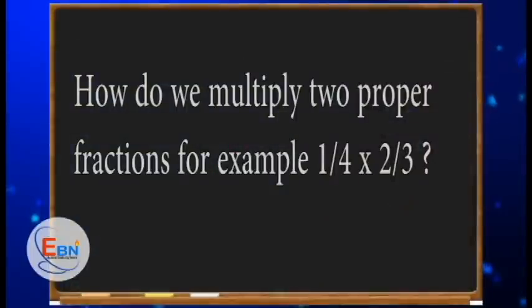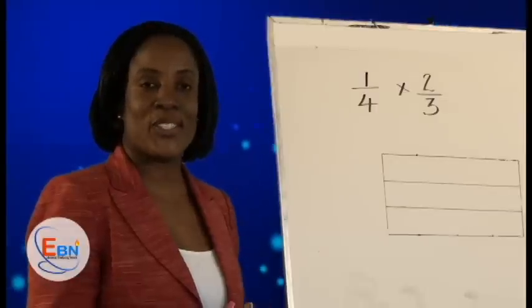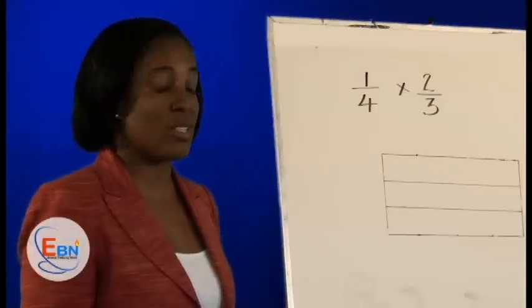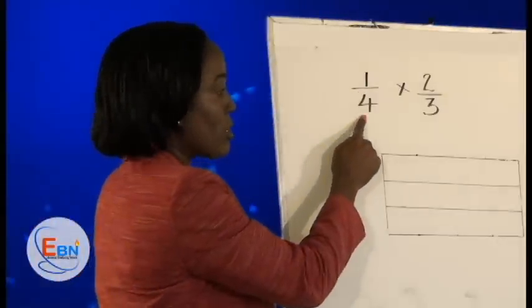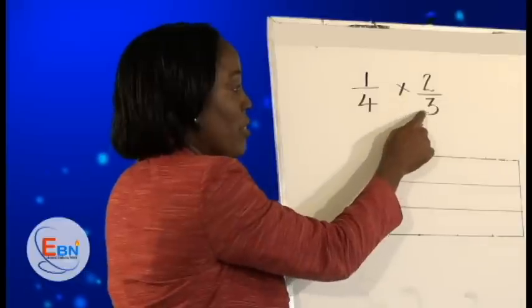A student from St. Mary is posing this question. How do we multiply two proper fractions? For example, a quarter multiplied by 2/3. Okay, students, I have that question written here. A quarter multiplied by 2/3.